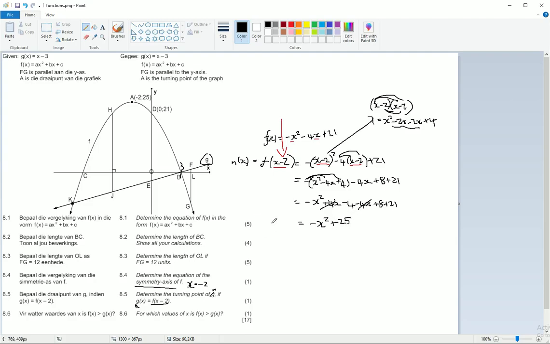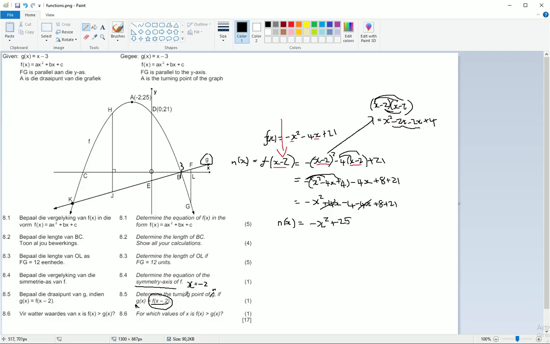Okay, so this is going to be n of x. How did I find this function? I simply took f and replaced x with x minus 2.